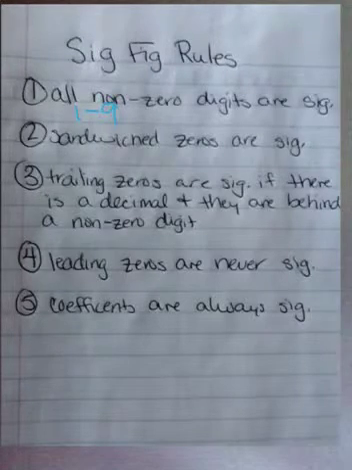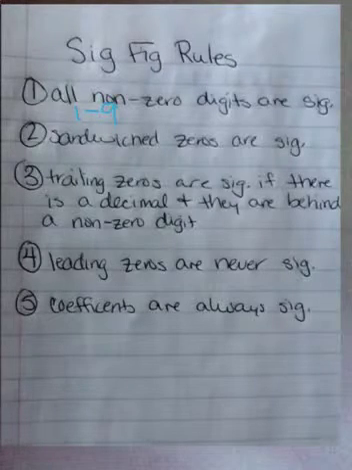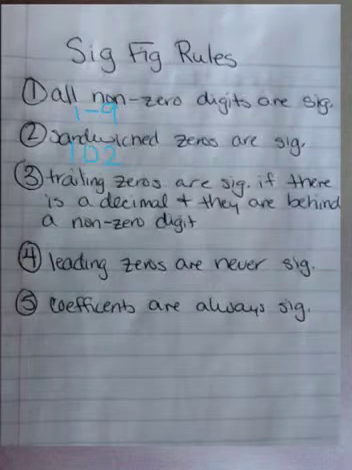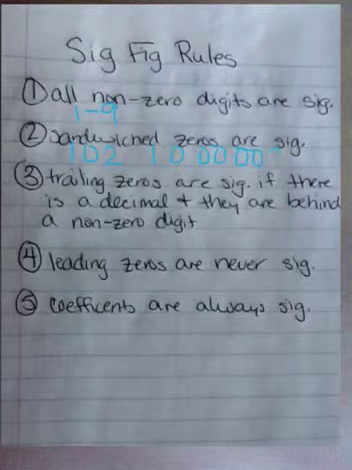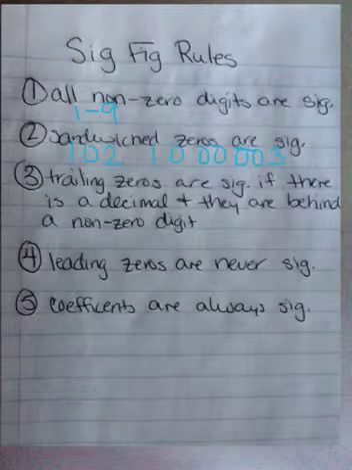Rule 2 says that sandwich zeros are significant. What that means is that if they're sandwiched in between non-zero digits, they count. You can have a little sandwich like that, or you can have a great big sandwich. As long as they're in between two non-zero numbers, they're going to count.